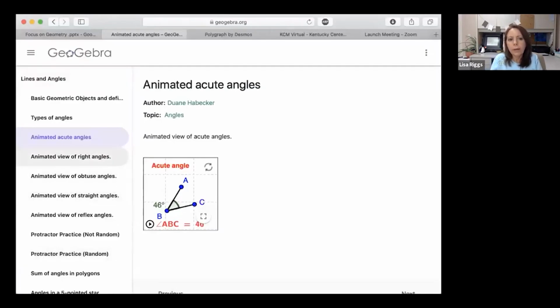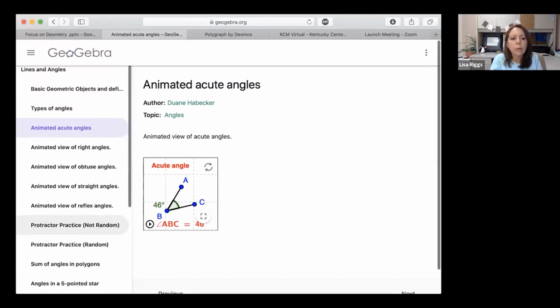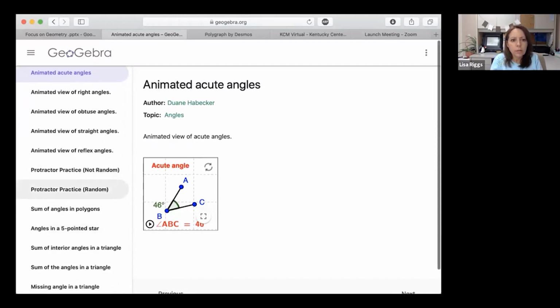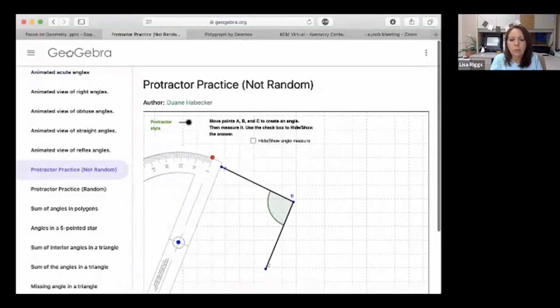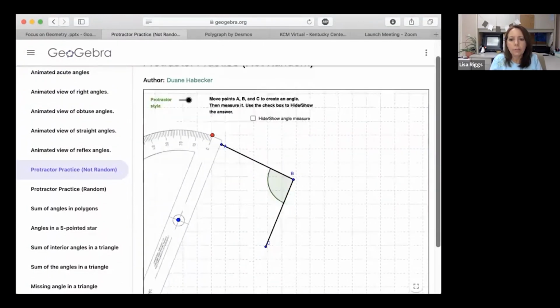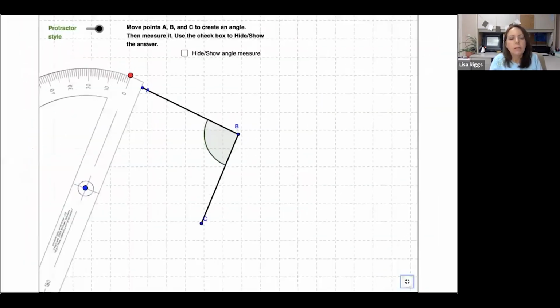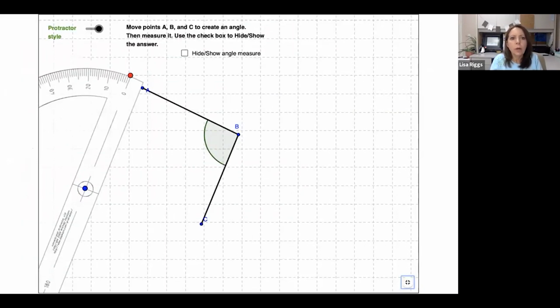So the same thing for right angles and obtuse angles. And one other really cool thing that I thought was nice here is the protractor practice, because learning to use a protractor can be a challenge. So, for example, you can move these lines. It says to move points A, B, and C to create an angle and then measure it. So make that whatever I want.